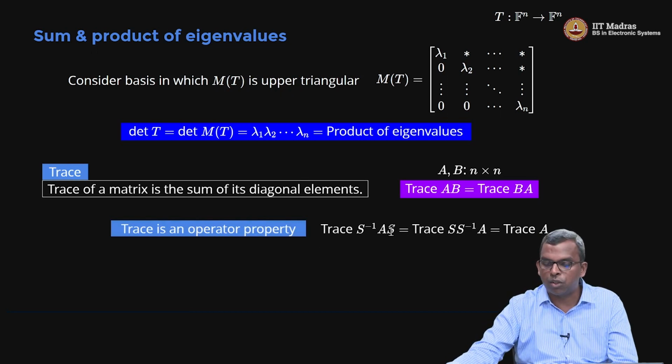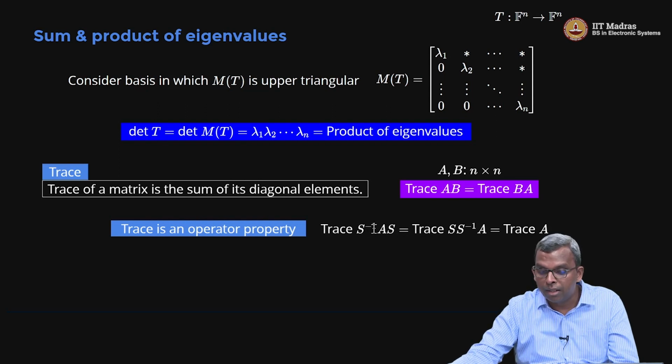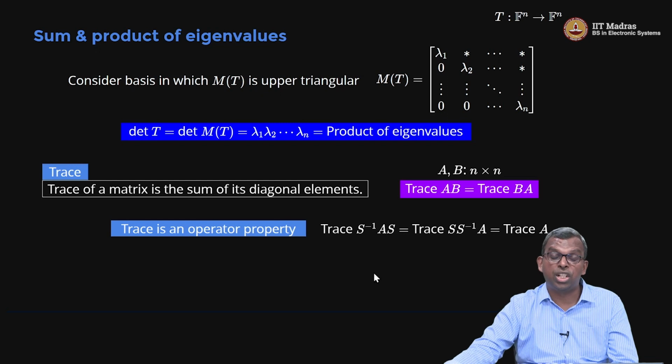If you do a similarity transform, trace of S inverse AS, now trace AB is trace BA, right. So, you define S inverse A as your A and then this S alone as your B. So, I can bring this S to this side, the trace doesn't change. So, S into S inverse A, but S S inverse is I. So, it becomes the trace of A. So, if you do a similarity transform, trace does not change. Okay, so trace is an operator property.